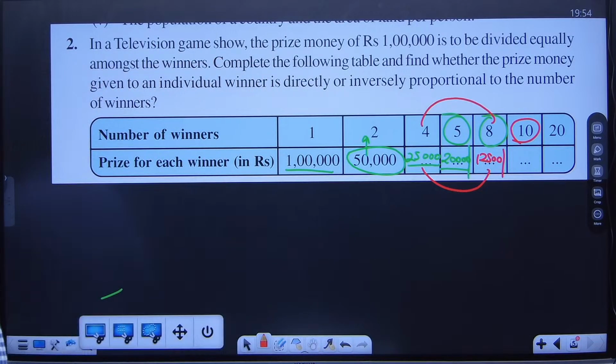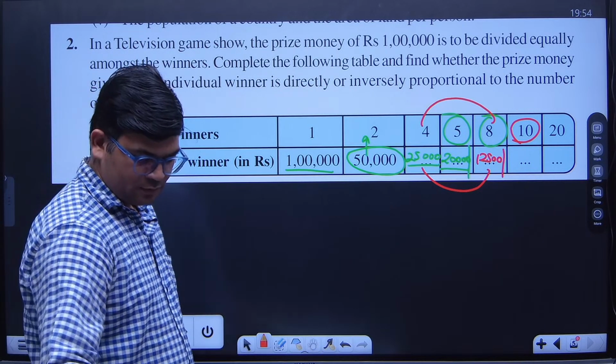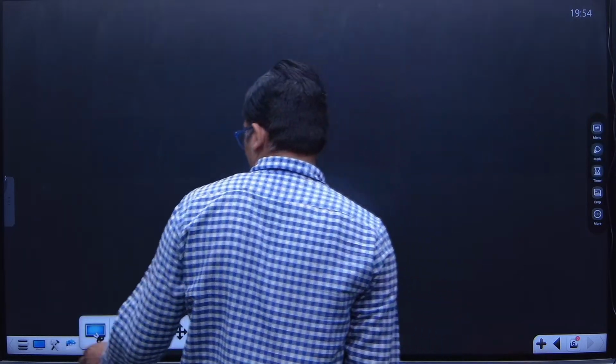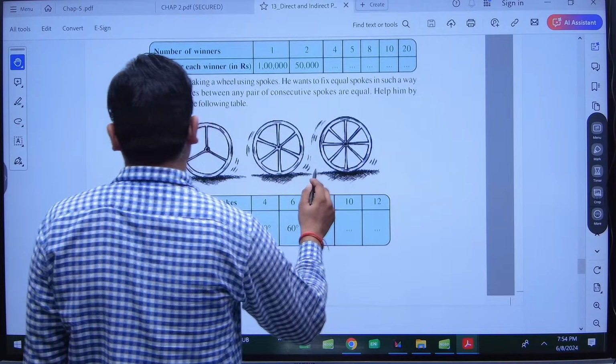Sir, done, sir. Done? Yeah. So tell me. For 10, it's 10,000. Very good. Suppose you are giving it to 20. Sir, then 5,000. How much? 5,000. Wonderful. You understood how to do it.